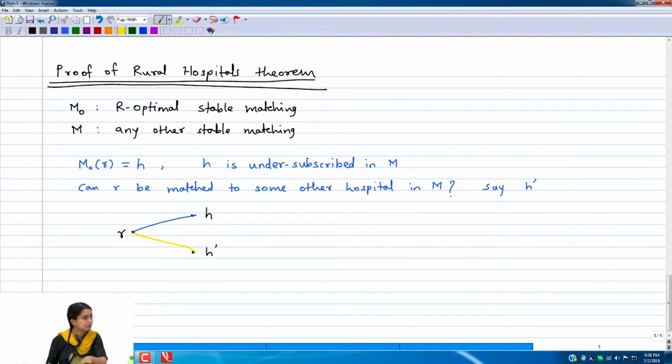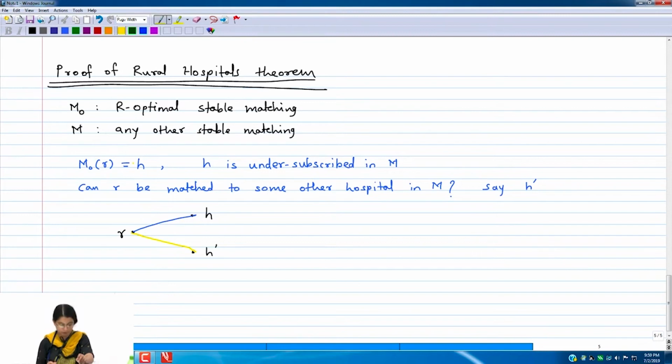Say it again. So why do you say H prime should be more preferred? See, the catch is that I did not say whether H is undersubscribed in M naught. Say it again. Yes. Okay, so if we use the result that we inherited from the one-to-one setting, then H must be undersubscribed in M naught as well, and in fact has the same number of residents. Good.